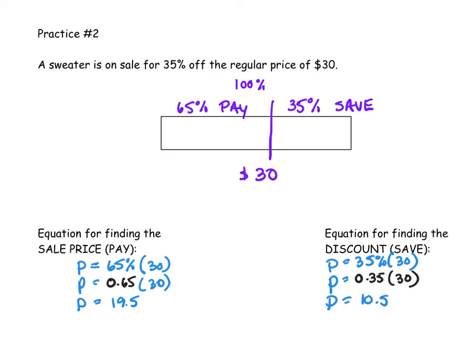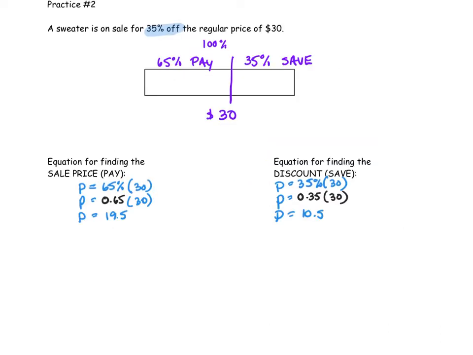And so here's what the tape diagram should look like. This is 65% pay, 35% save. And remember, they're going to give us this part. They're going to give us the save part, generally speaking. They may say the word off or mention 35% discount, and then they're going to give you a dollar amount. So we make our tape diagram with percent on top and dollar amount on bottom.